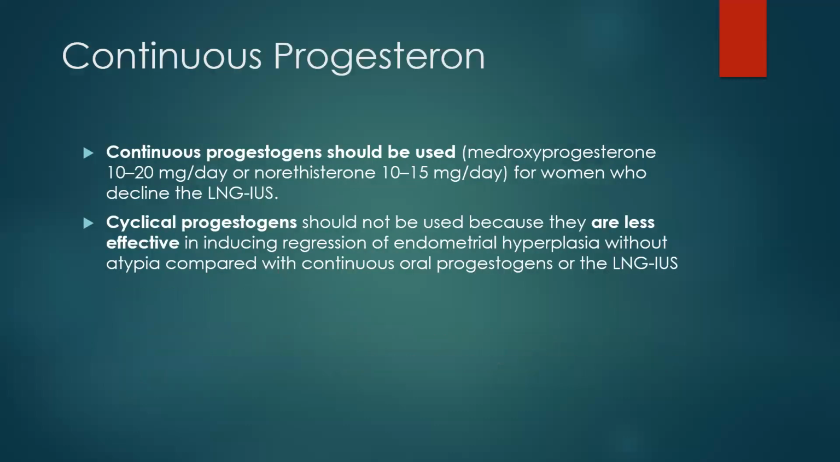If the patient refuses to take LNG-IUS, then we can offer oral progestogen. We will explain, because counseling is very important for the management, that this is second line and it has a lesser regression rate than LNG-IUS. So continuous progestogen should be used: medroxyprogesterone 10 to 20 milligram per day, or norethisterone 10 to 15 milligram per day for women who decline LNG-IUS.